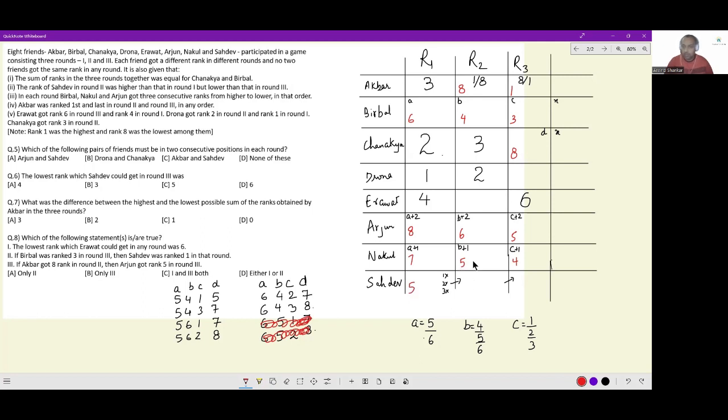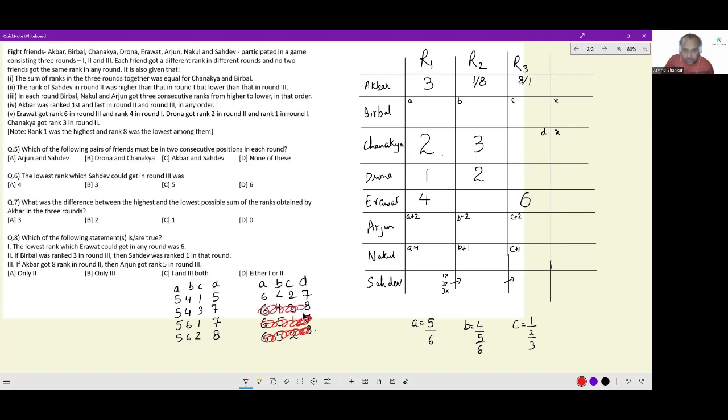The next round, it has to be better than 5. 2 is used up, 3 is used up, 4 is used up. So the only number Sahadev can have in round 2 which is better than rank 5 is rank 1. And this is a problem, because now in round 3 he cannot have a better rank than rank 1, which is to say this is also an unacceptable case. We can't have this. So get rid of this case also altogether.